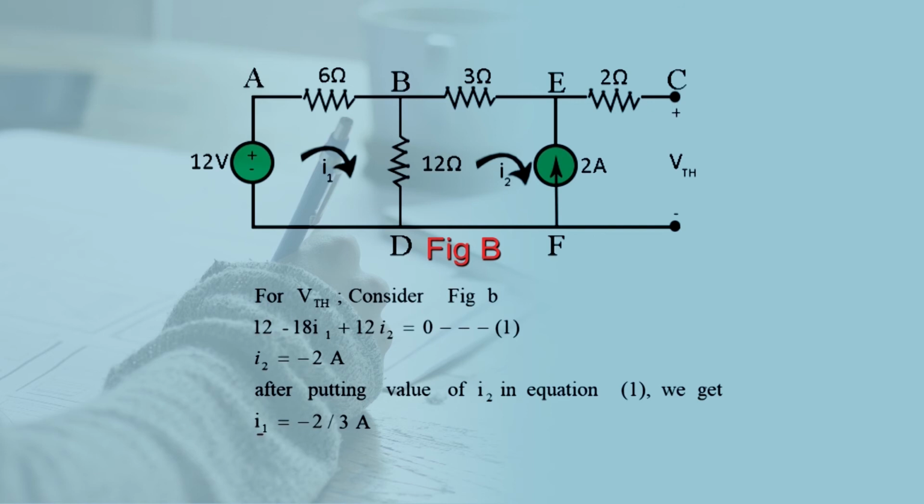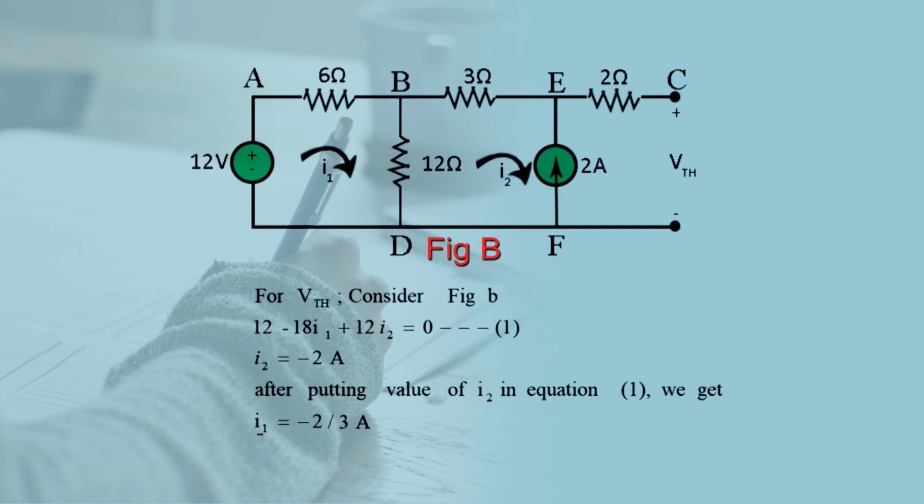So to get the Vth, we consider the circuit in figure B, applying mesh analysis in ABDA. So here you can see there is a 12 volt source having polarity minus to plus. So you can write 12 volt. There will be a voltage drop in the 6 ohm resistance and the 12 ohm resistance due to the current I1. So this 12 ohm and 6 ohm can be added to make 18 ohm. So there will be an 18 ohm voltage drop in ABDA.